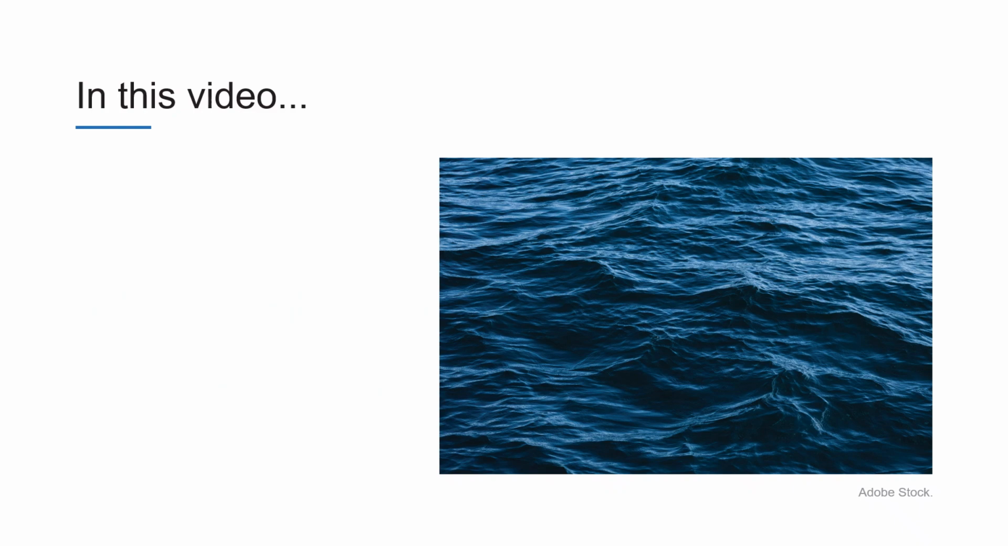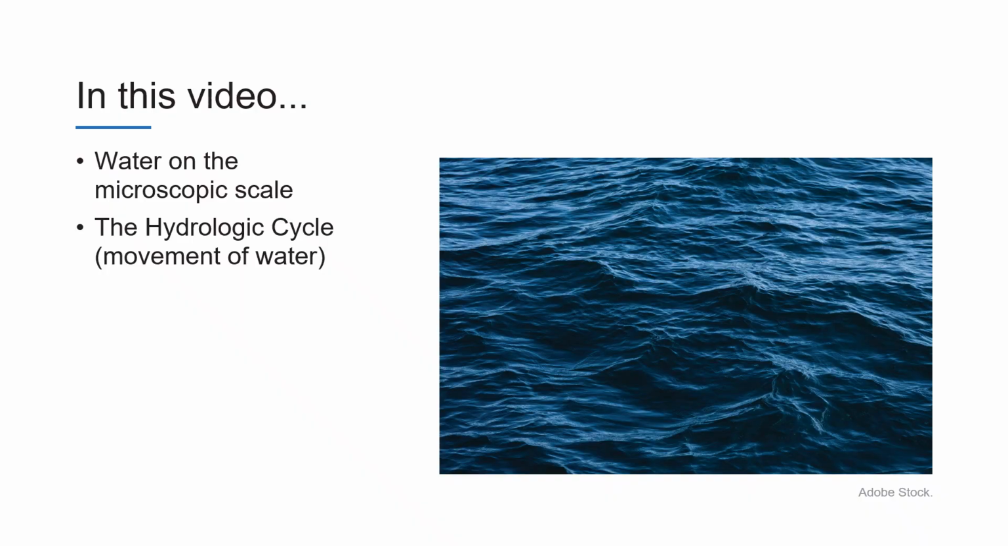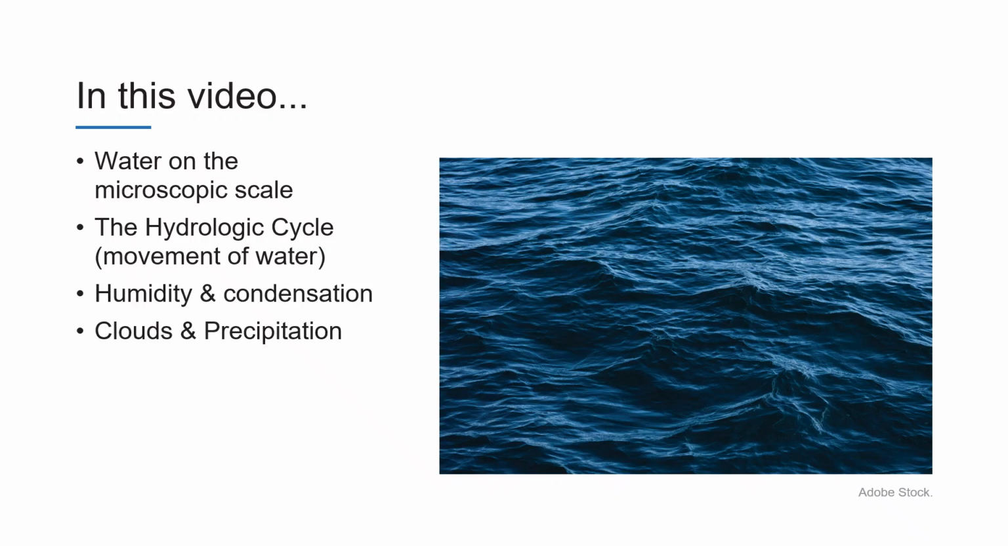In this video, we'll begin our journey with water on the microscopic scale, meaning too small to see without a microscope. Then we'll link the properties of water to the hydrologic cycle, or the movement of water, before we talk a bit about water in the air, including humidity, clouds, and precipitation.